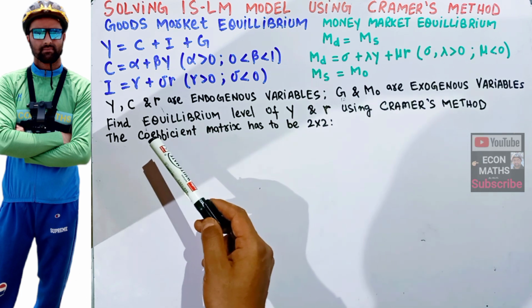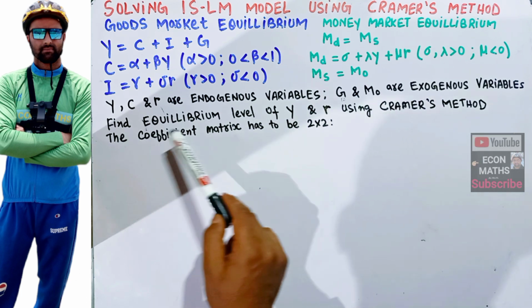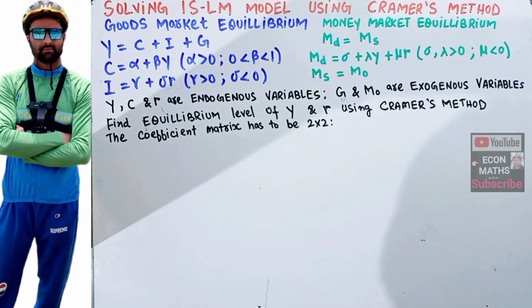Also we are told the coefficient matrix has to be 2 by 2. That means we should have a matrix of order 2 rows and 2 columns. So how do we solve this question? Let us try to solve this.